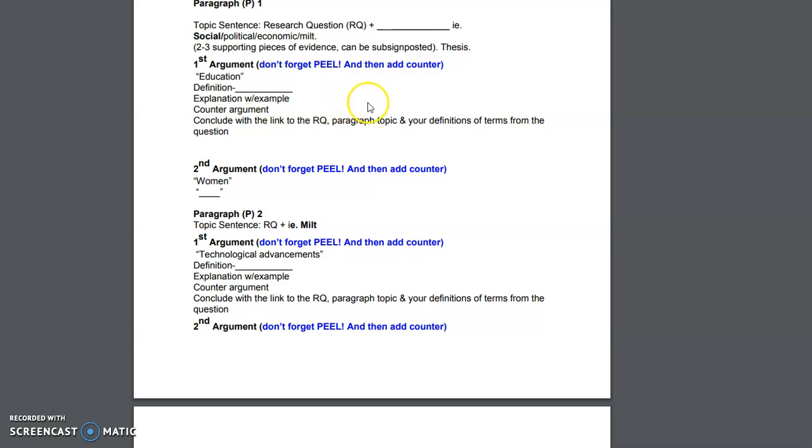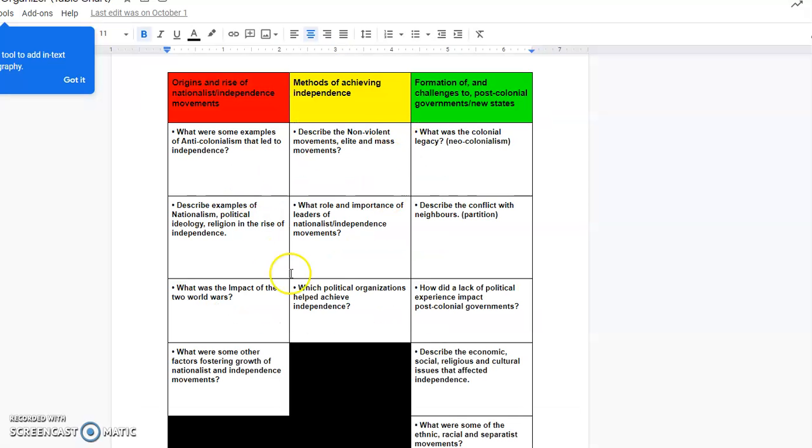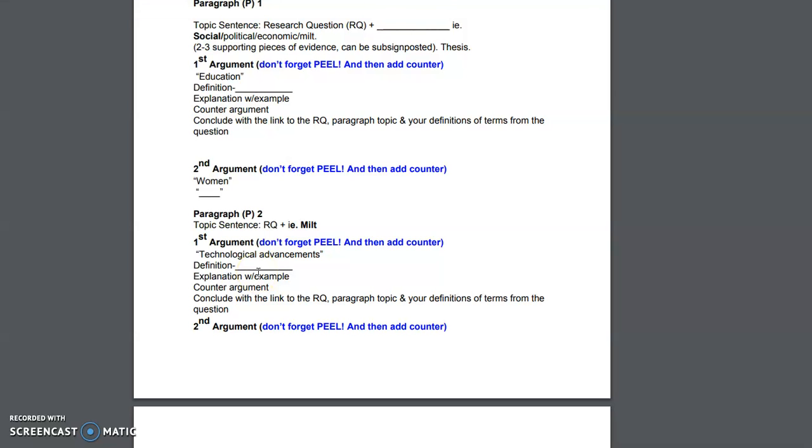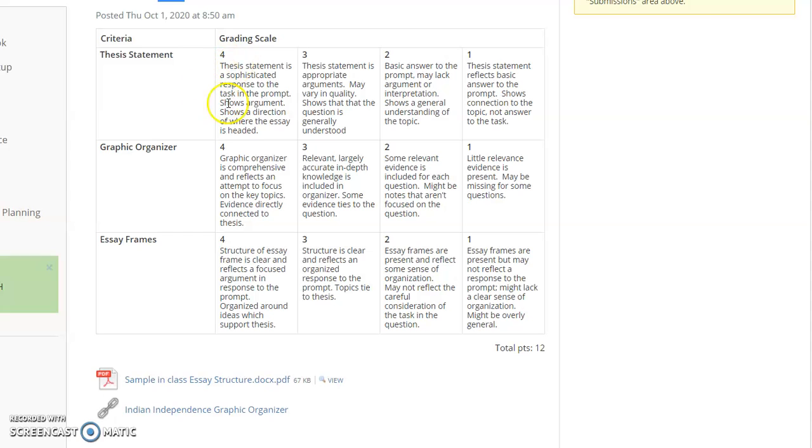And basically what I want you to do is take the information that you've put in here and just apply it and plug it in to this idea of an outline. And so ultimately what I'm looking for, if you look at the grade here, is your thesis statement. And if you'll notice, this is very similar to the rubric that was used when we did the World War II India thesis statement. I'm looking at the thesis statement, I'm looking at the essay frame, I'm also looking at the graphic organizer. So I'm trying to balance all of this out.